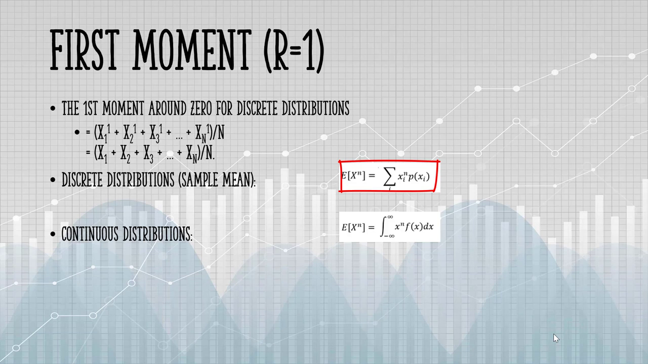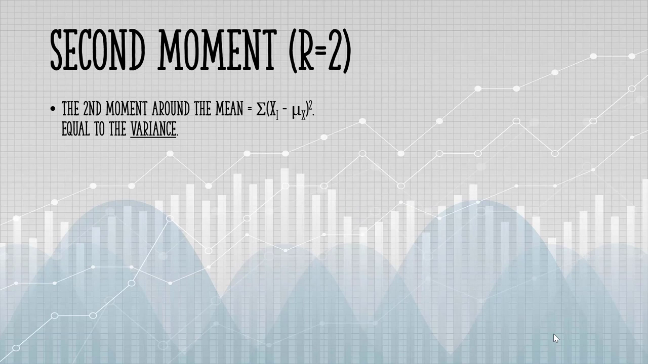It's identical to the formula to find the sample mean in statistics. You add up all of the values and divide by the number of items in your data set. For continuous distributions, the formula is almost the same, but it involves an integral. I'll show you an example of integration in just a little bit. The second moment around the mean is equal to the variance. That sigma notation there means to add up.